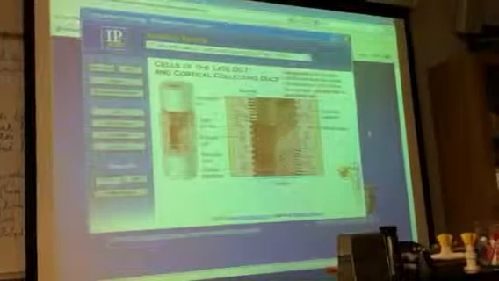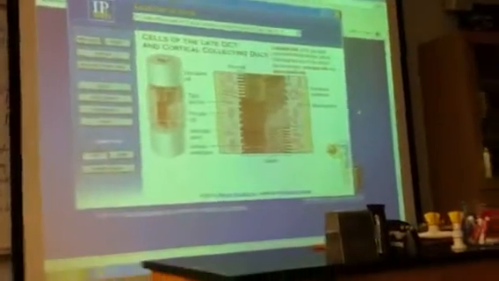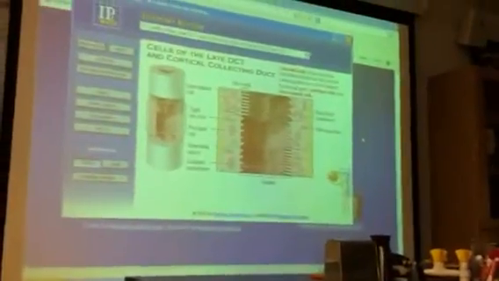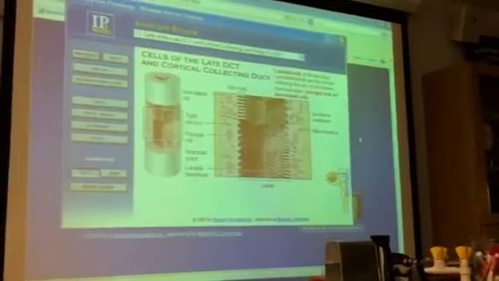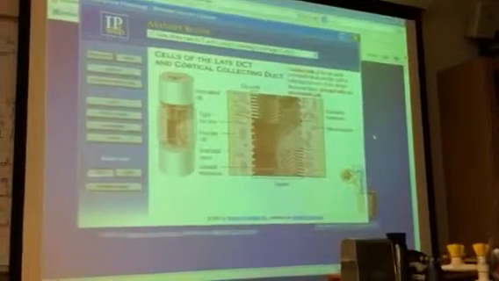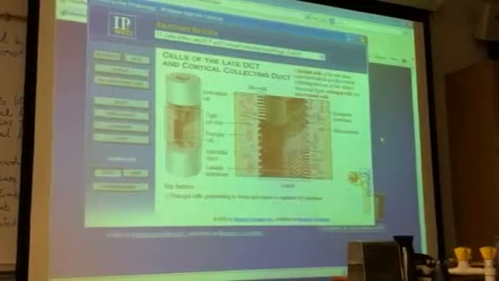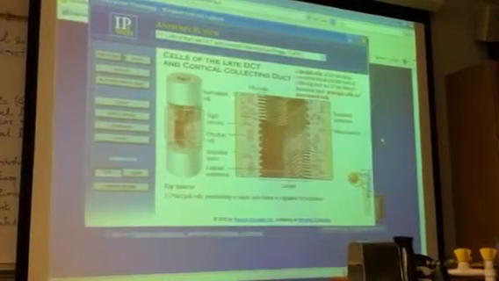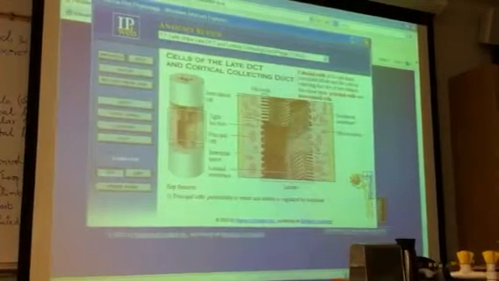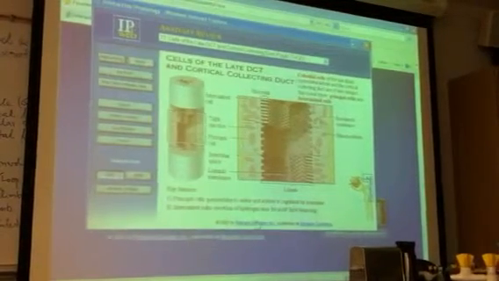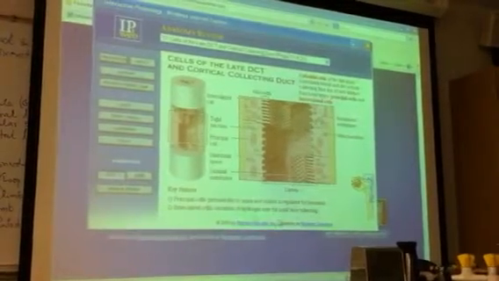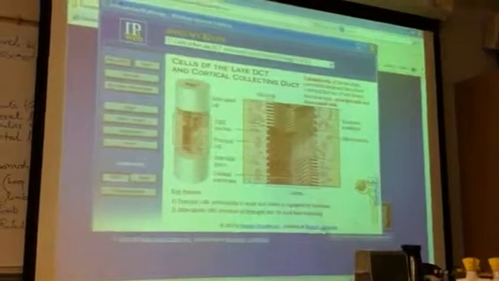ions. When the acidity of the body increases, the intercalated cells secrete hydrogen ions into the urine to restore the acid-base balance of the body. The key feature of principal cells is that their permeability to water and solutes is physiologically regulated by hormones. The key feature of intercalated cells is their secretion of hydrogen ions for acid-base balancing.